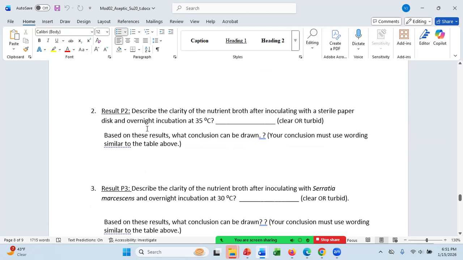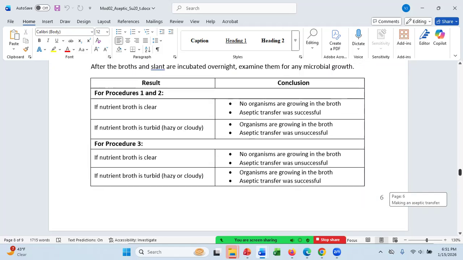For result 2, describe the clarity of the nutrient broth after inoculating with the sterile paper disc and overnight incubation. Was it clear or turbid? And then for 2B, based on the results, what conclusion can be drawn? Your conclusions must use wording similar to the table above. So answer that there, and then you're done with 2. So let's go to procedure 3.